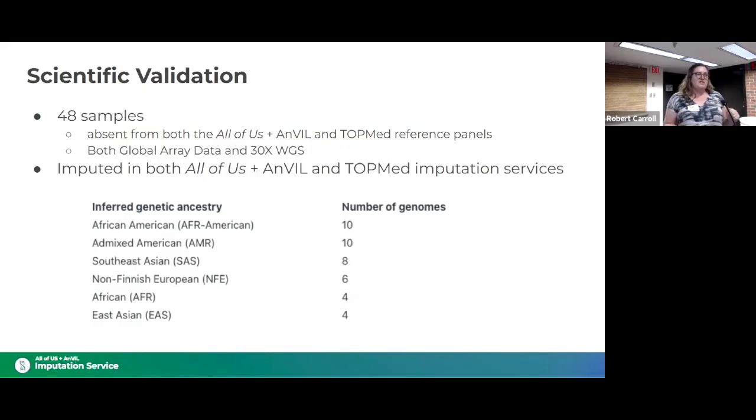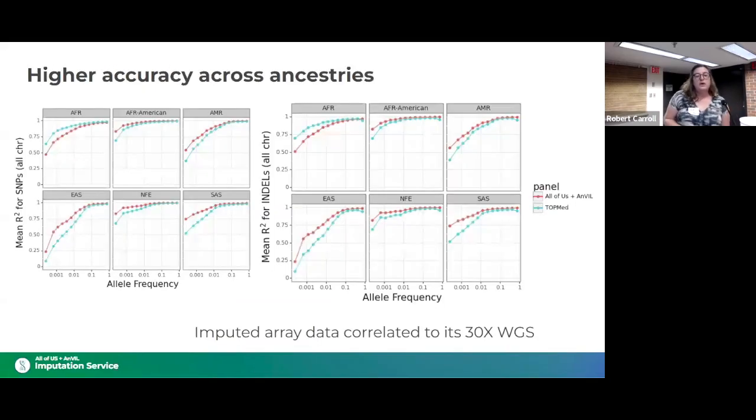So again, these are small sample sizes, so hopefully more studies will come out where we can learn more about how these two panels compare. From this study of 48 samples, we do see higher accuracy in imputed variants and indels across ancestries. On the left, those 6 charts are imputed SNPs, and on the right, it's the same but for indels.